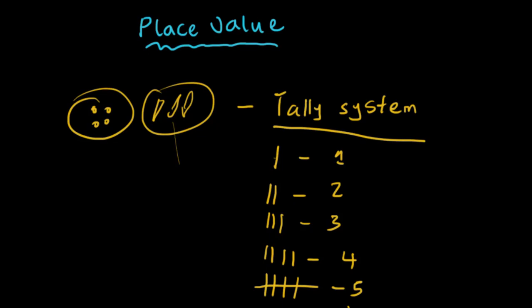But you can see that we get into a problem when we want to, for example, represent 1,000 with strokes. How do we count 1,000 strokes? It's burdensome. And so we moved from the tally system to other systems of numbering, and at the time we got to what we call the Roman numerals.